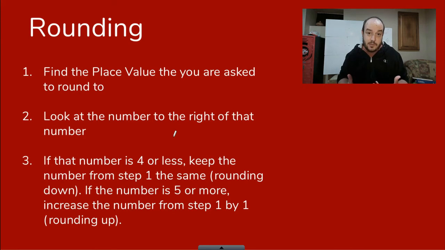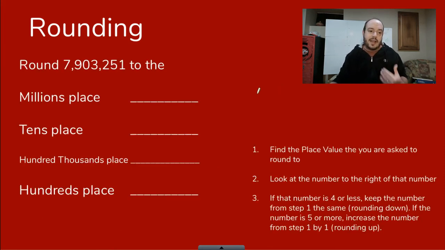That's called rounding up. If it stays the same, we call it rounding down, even though we don't move it down, it stays the same. Okay, so let's go ahead and practice this. First one says that we want to round this number, 7,903,251, to the millions place.